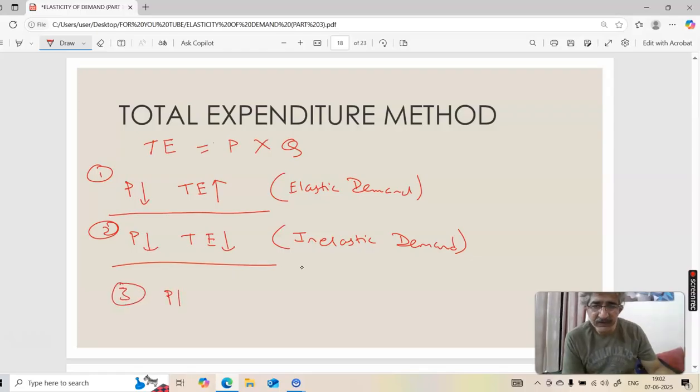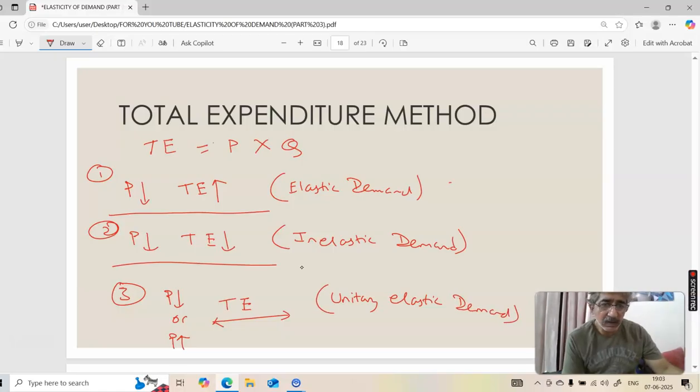If the price falls or price rises, it doesn't make any difference to the total expenditure. That is, TE remains constant, and the thing which remains constant, I symbolically make a horizontal line that denotes constant, neither increase nor decrease. In this case, the demand is unitary elastic demand.